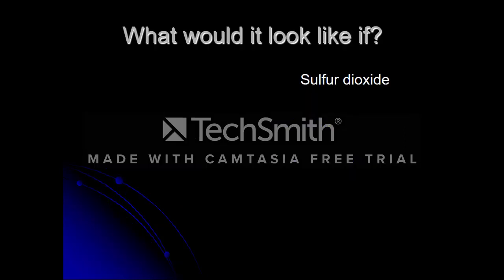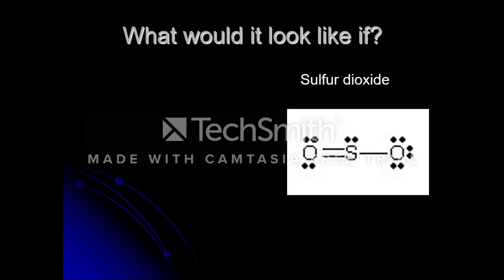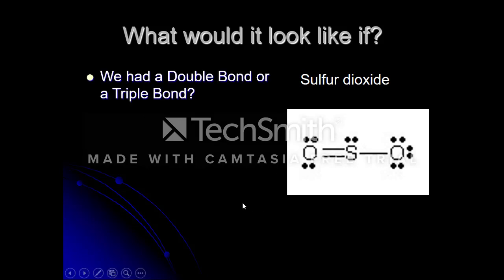All right, now let's look at sulfur dioxide. Go ahead and again pause and draw the Lewis structure, and then we'll come back to this. All right, so you should have gotten a double bond. This is new. And then we also have an unshared pair that we're going to have to deal with.